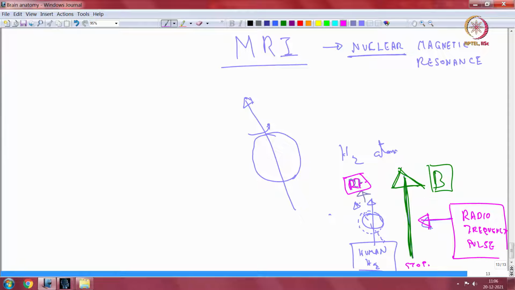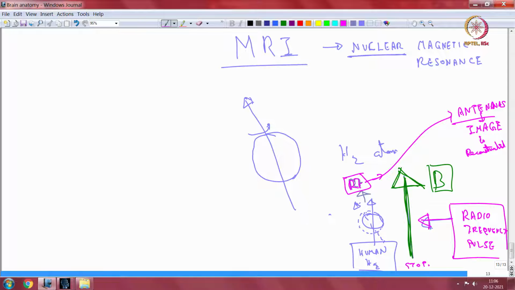The RF signal is picked up by antennas, and the image is reconstructed. Too simple an explanation. Okay, so where does the hydrogen come from?